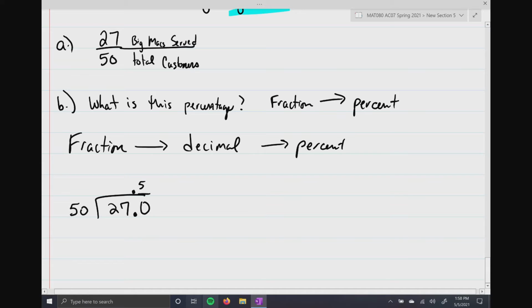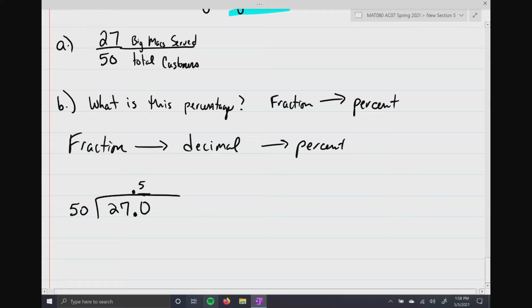I mean, think about it. 27 over 50 is really close to 25 over 50. And 25 over 50 is 1/2. That's 50%. I was reading that as 170 for some weird reason. I don't know why. That's okay. I do it all the time. Don't worry. So 50 goes into 270 5 times.